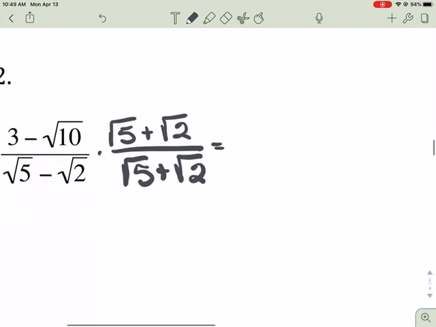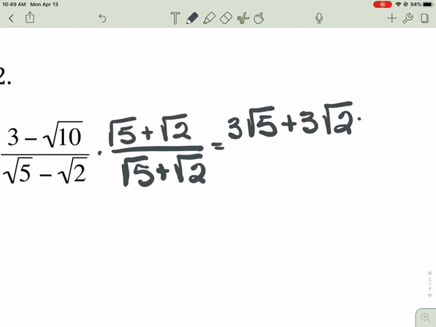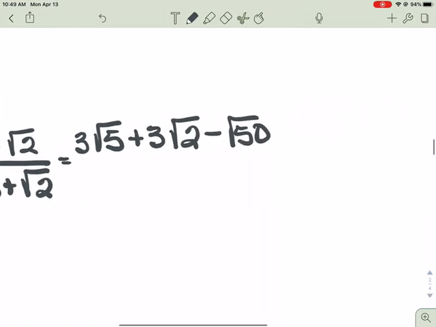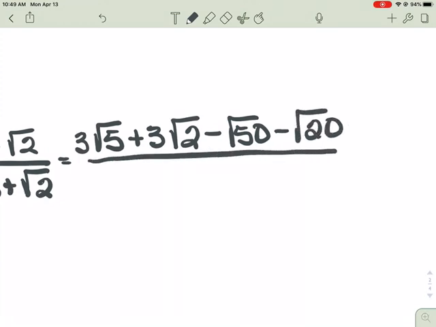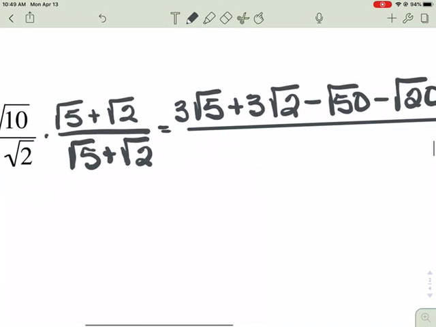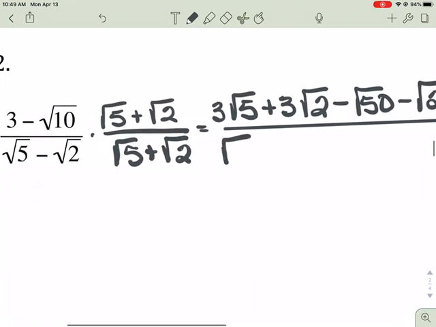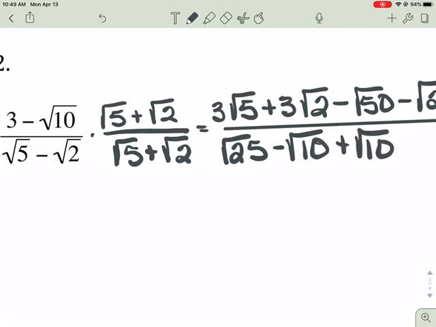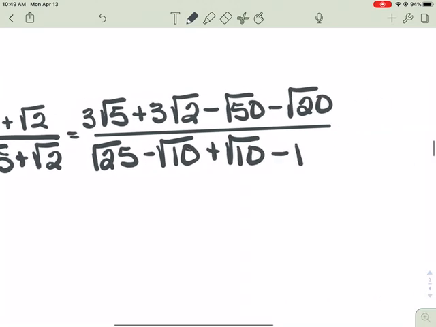Okay, so we're going to do 3 square roots of 5 plus 3 square roots of 2 minus the square root of 50 minus the square root of 20, all over the square root of 25 minus the square root of 10 plus the square root of 10 minus the square root of 4.